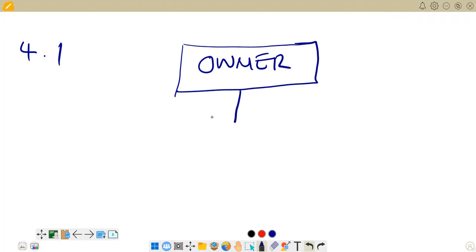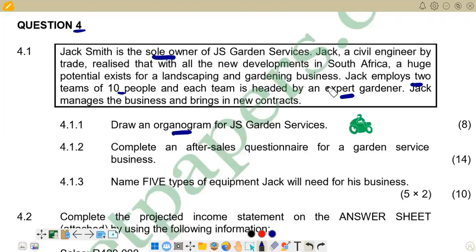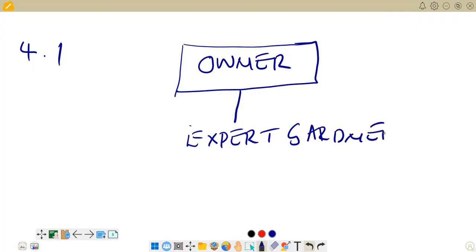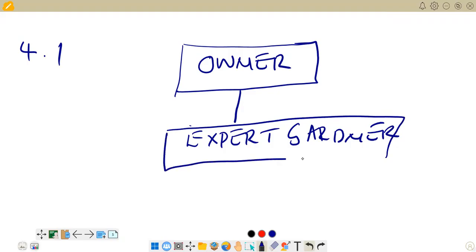Remember, we have got an expert gardener. We can refer back to check what we are told in the question. We have an expert gardener which is in charge of heading these two teams, team one and team two. So we are just following what we are being told in the explanation that is there. So under that, we have got an expert gardener, that is here. Then this one represents our expert gardener.